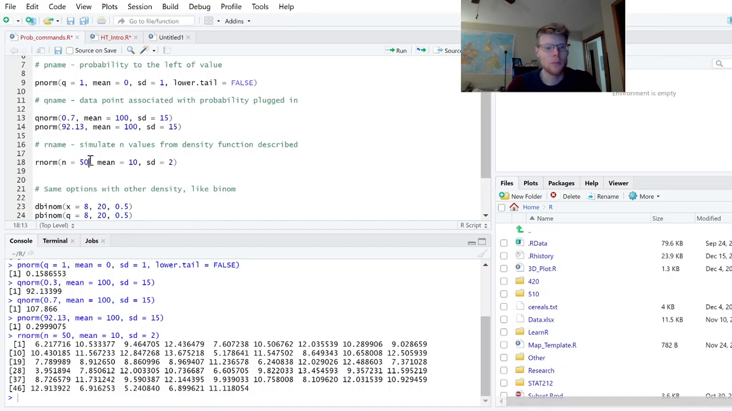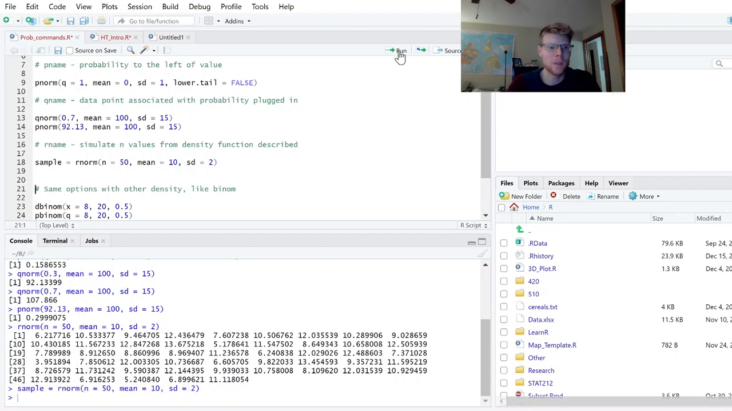I could obviously do more. I could also save this. So more commonly, if I'm using this, I'm probably saving it under something and using it in some other function later. So I could save that, and it's going to appear up here.